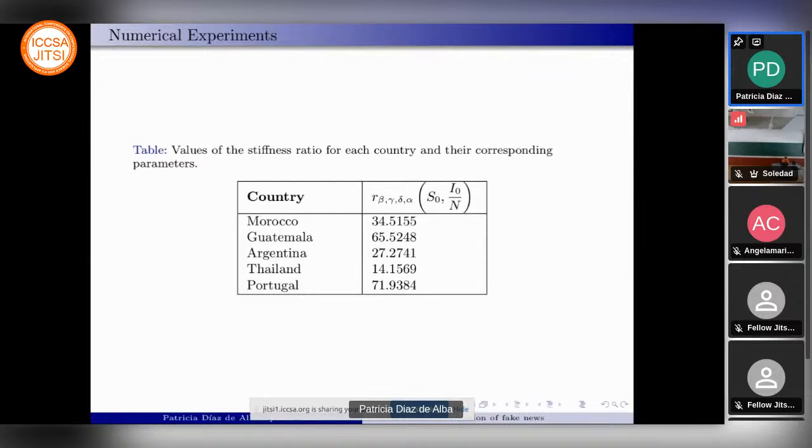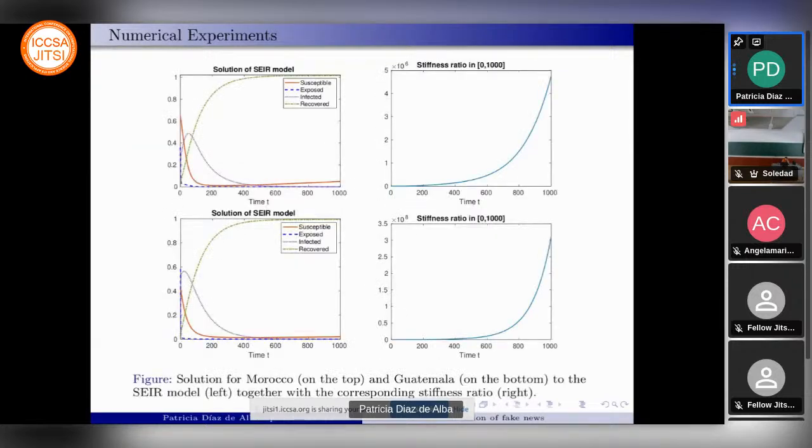for each country, and we can see that the biggest stiffness ratio corresponds to Portugal, and the smallest stiffness ratio corresponds to Thailand. So now, with some numerical experiments, we will see how to relate these values to the diffusion of the news.